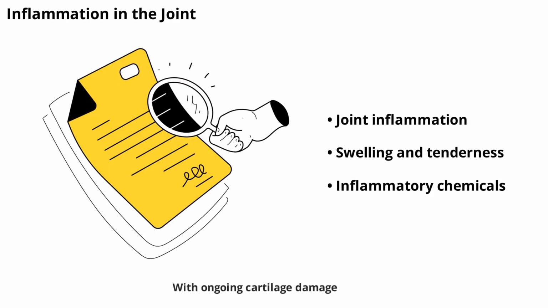With ongoing cartilage damage, the joint environment becomes more inflamed. The synovial membrane, which lines the joint, may become irritated and produce inflammatory chemicals. This inflammation can further damage cartilage and surrounding tissues. Swelling, warmth, and tenderness around the joint become more noticeable. These inflammatory episodes can come and go, but over time, they contribute to the overall progression of osteoarthritis.